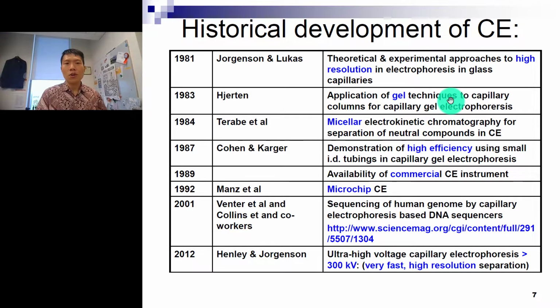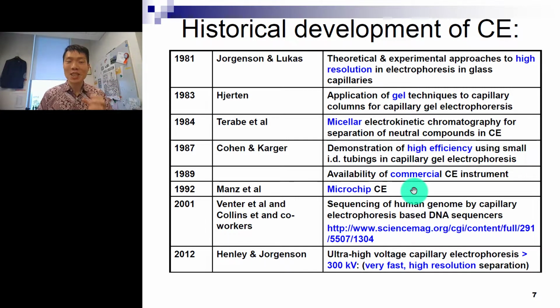Next we have Terabe et al. They talked about how to separate neutral compounds, which are not charged. So we have micellar electrokinetic chromatography, still used today when you use CE. And of course, we have other inventions. Cohen and Karger demonstrated higher efficiency and faster speed using small tubing in CE gel electrophoresis. After that, the first commercial CE instrument was built in 1989, which means now they have a stable CE and it's out to the world.